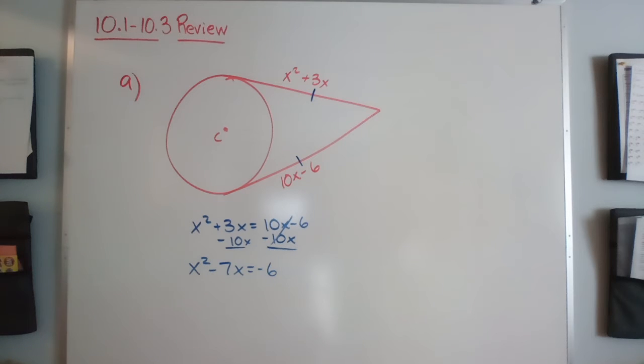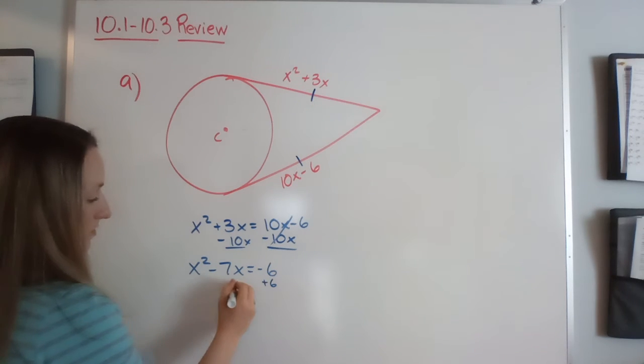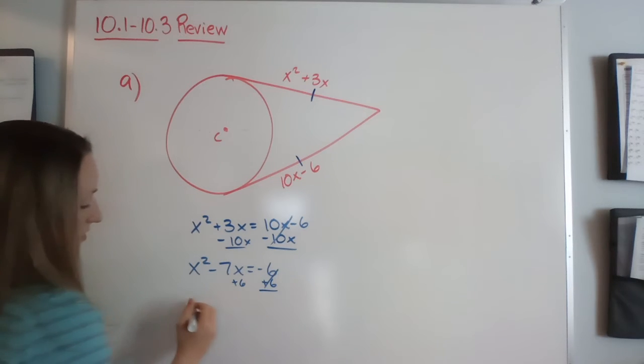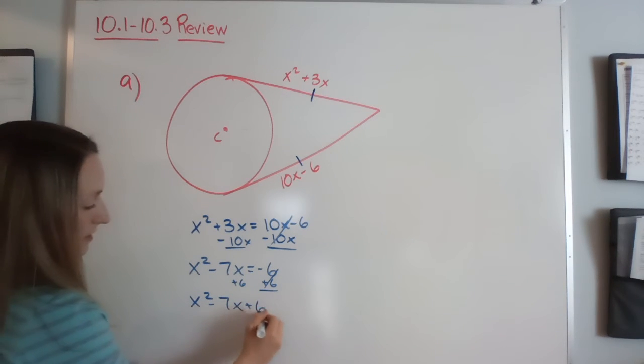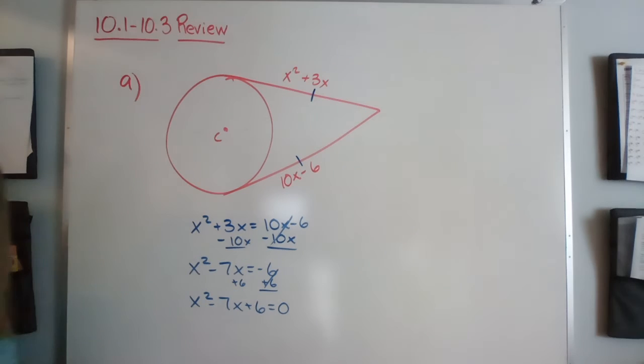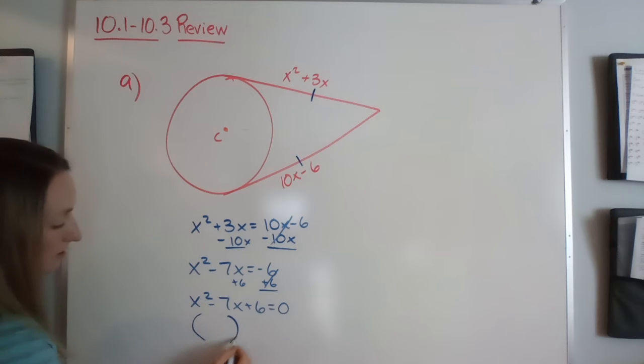All right. Then I'm going to bring the 6 over by addition. So add 6 to both sides. So I have x squared minus 7x plus 6 is equal to 0. Okay, so you have to remember your algebra 1. It is a trinomial. We're going to factor.